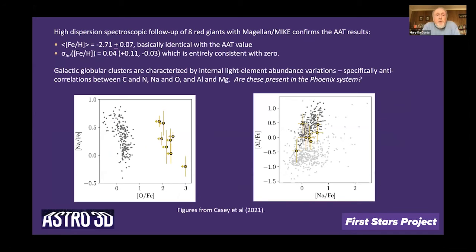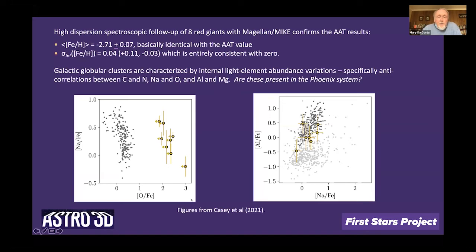Now, we've had high dispersion follow-up of 8 red giants with Magellan, and they confirmed the AAT results, that the metal abundance really is minus 2.7, and the intrinsic dispersion in iron abundance is essentially 0. Now, the question we can ask from these high-resolution spectra is, do we see the same kind of internal light element abundance ratios that we see in regular globular clusters? Basically, anti-correlations between carbon and nitrogen, sodium and oxygen, and aluminium and magnesium.